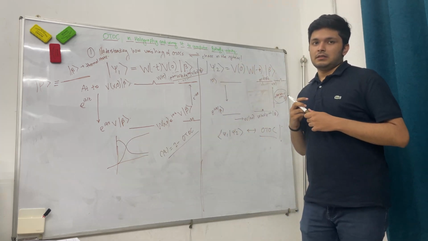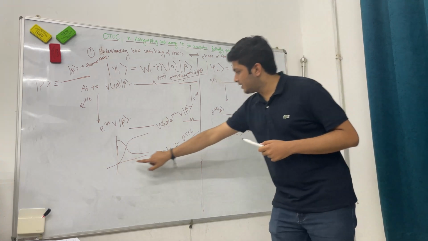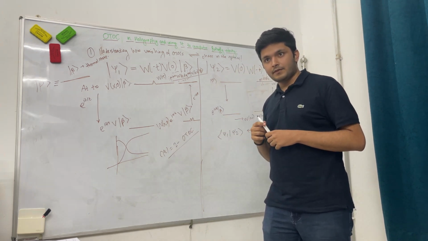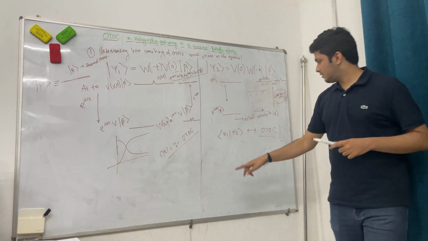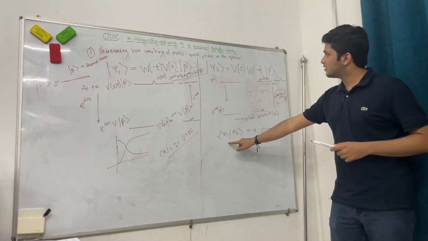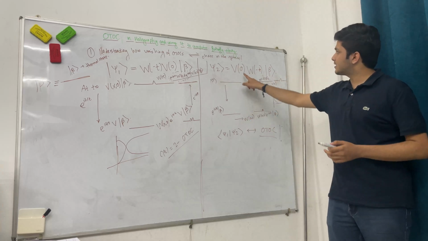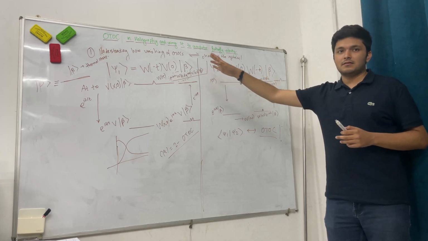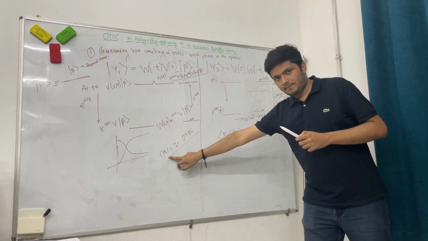C of t is the commutator, given by this. Here OTOC is the inner product. If you want to go back and see the actual expression, this is exactly what OTOC is, sandwiched between these two states. C of t is the commutator.